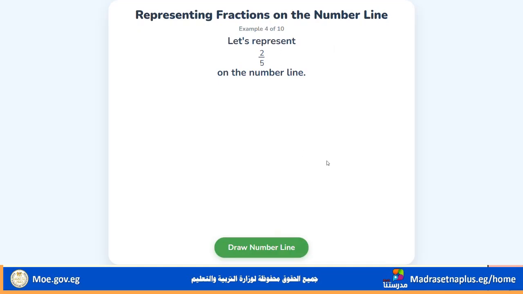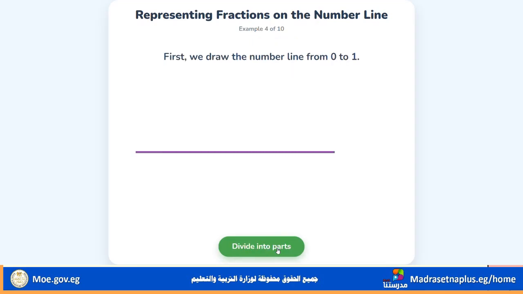2/5. I need to represent 2/5 on the number line. It's easy using some steps. First, draw a number line. Second, split it into 5 equal parts. Write the fractions on it: 0/5, 1/5, 2/5, 3/5, 4/5, and 5/5 that equals 1. It's easy now for you.